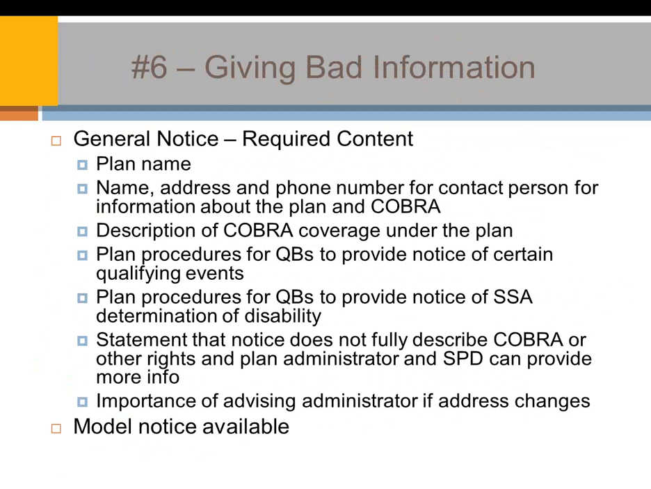The number 6 reason and things you want to avoid is giving bad information. Inside your general notice, which again is the one that goes out to active employees, you need to list the items that are put into these different bullet points here. So you have things like plan name and addresses and all those types of things. The reason why this is so important is that if you don't send it out, then the employer becomes obligated to make sure that they can get the qualifying event letter to the individual.